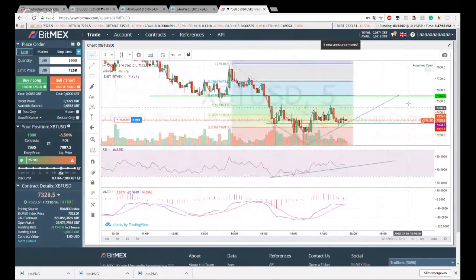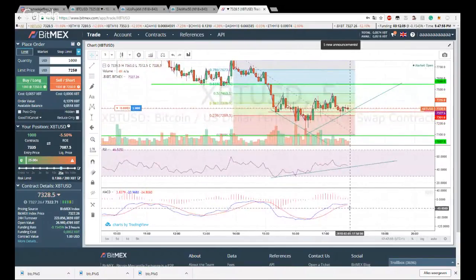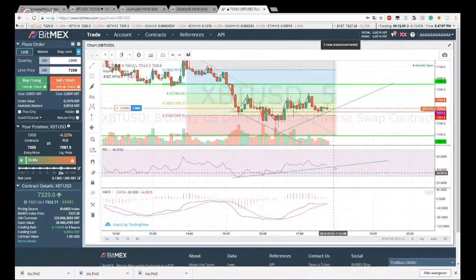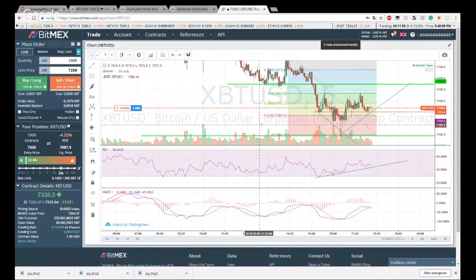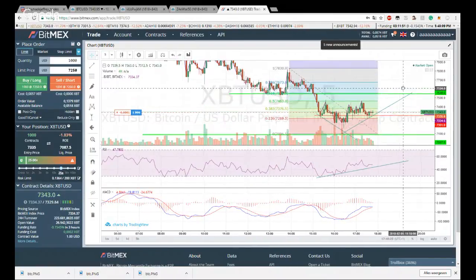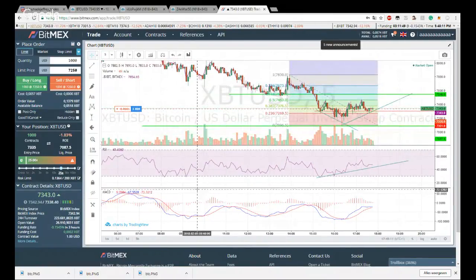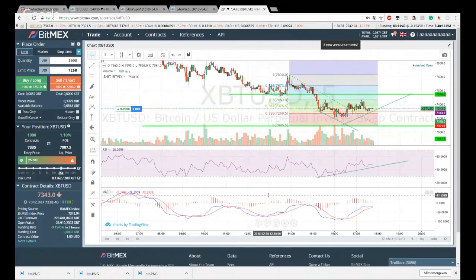I would like to note, if the MACD switches, if it goes bearish, then I will close this position, because then I expect another down move. Especially on shorter time frames like this, I really like to use this indicator.